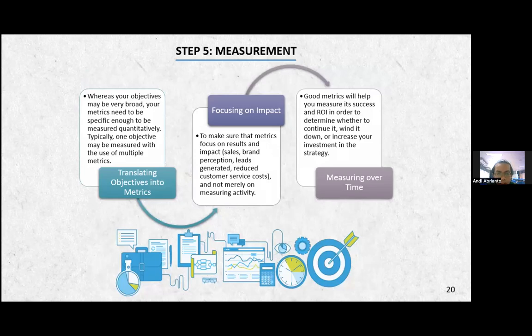Okay, as you begin to execute your customer network strategies, it is essential to have in place a set of metrics to measure the customer response and ultimate impact of your initiative. So the last step is measurement.